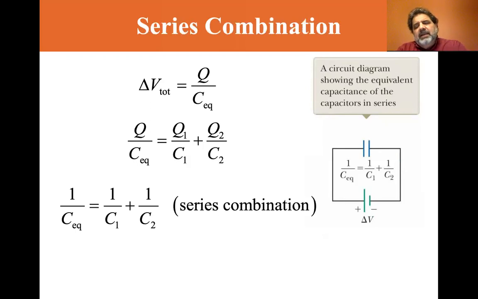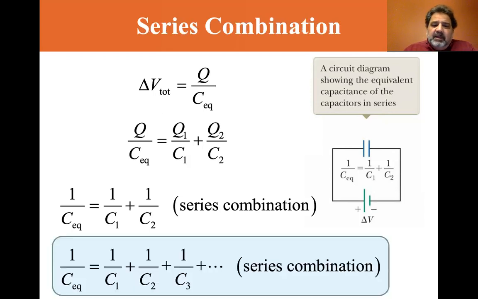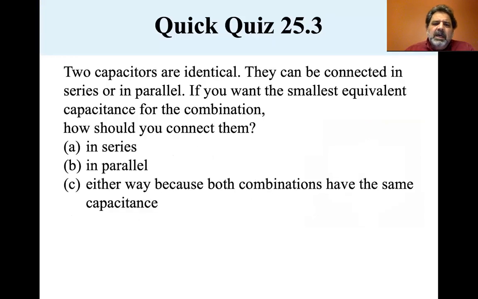So don't just add the reciprocals of the capacitors and think you're done. You have to take the reciprocal of the total to get the equivalent capacitor. So when you have a bunch of capacitors in series, the 1 over C equivalent is equal to 1 over C1 plus 1 over C2 plus 1 over C3 plus so on.